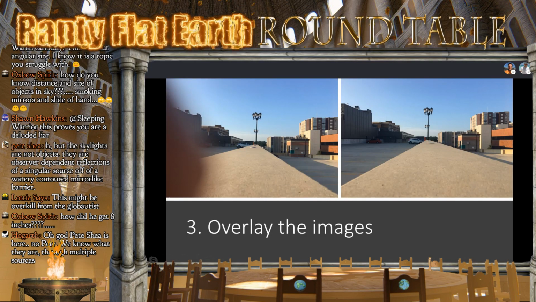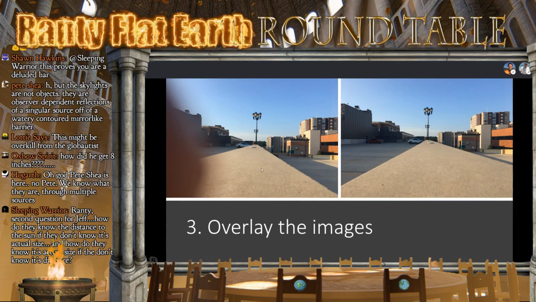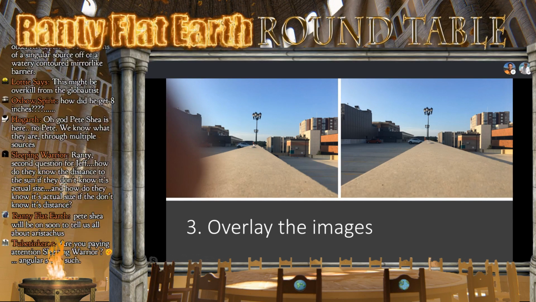So I went up to the top of a parking garage in New Brunswick, New Jersey, and I took 2 images separated by about 4 inches of this red metal post. You can see it in both images here. These are 2 different images. You can tell I have my finger partially obscuring the image here.